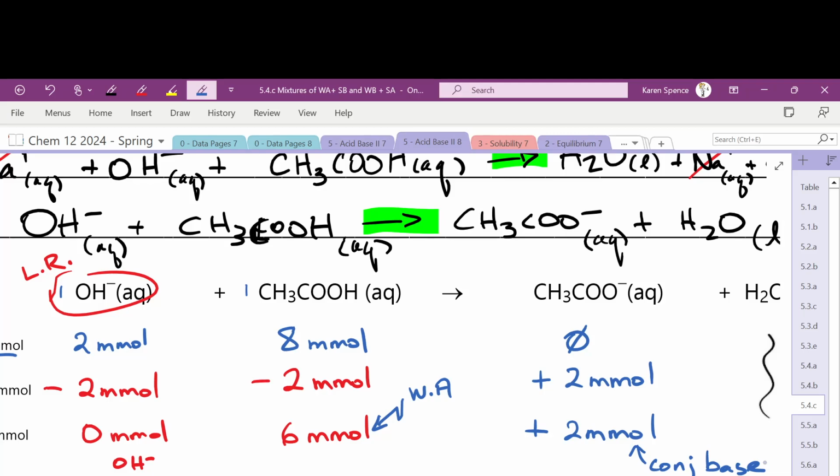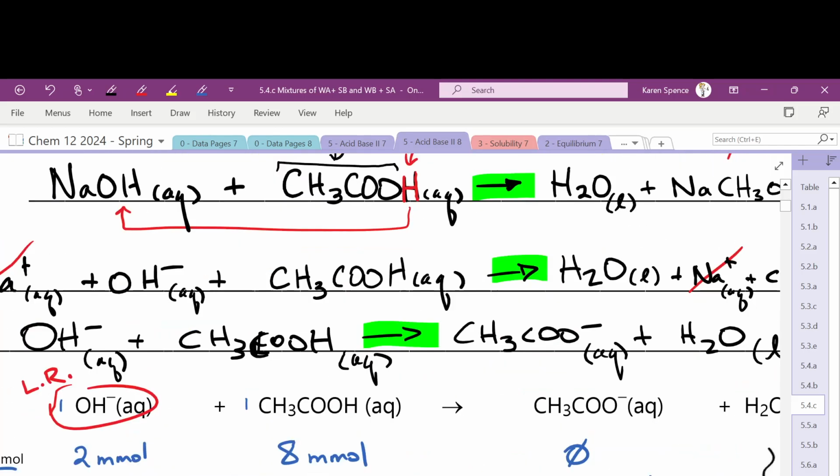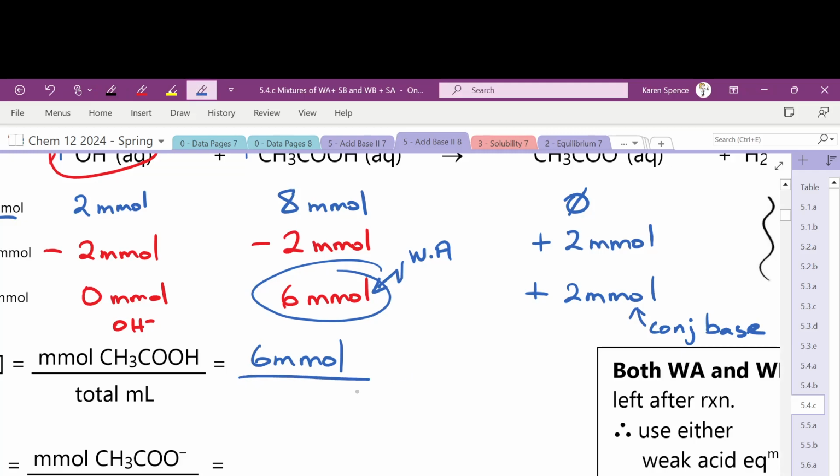We can find our concentrations. We have 6 millimoles of the acid. And what is our total volume? We can go back and say we have 2 milliliters and 8 milliliters gives us a total of 10 milliliters. And do you see how at this point now the milli cancels with the milli? Okay, and you end up getting 0.6 molar.